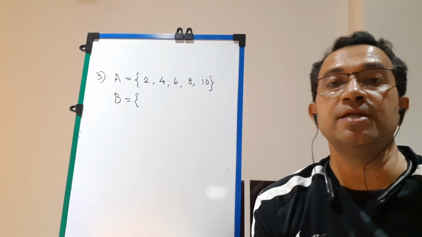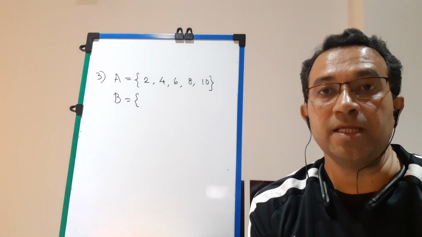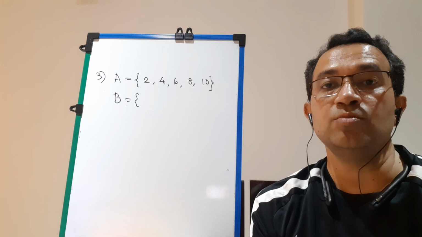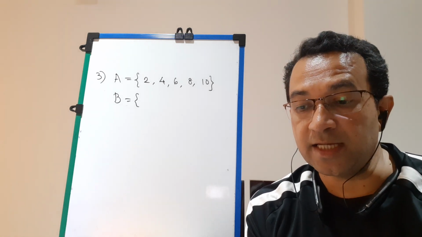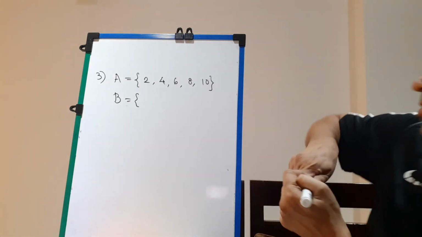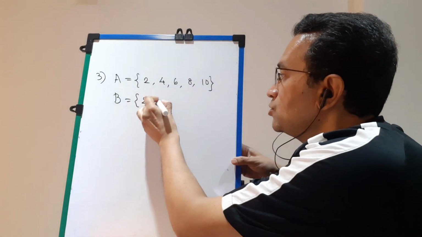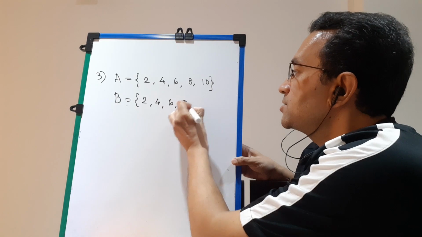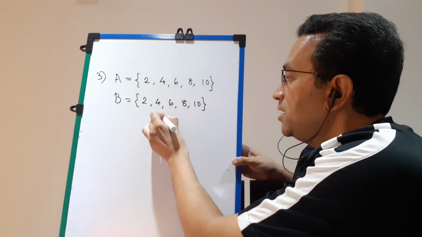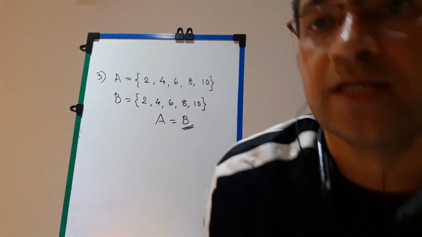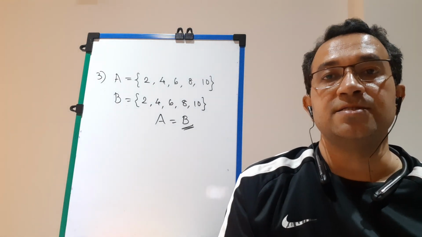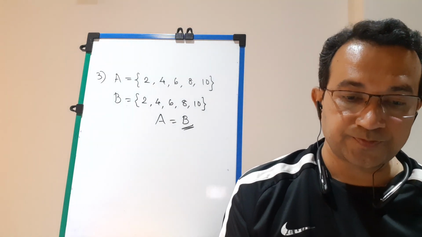Now positive integer starts from 1 and even positive integer starts from 2, 4, 6, 8 and it is less than or equal to 10. So we will have elements 2, 4, 6, 8 and 10. Number of elements and corresponding elements are same, students. So definitely we can say that set A and set B are equal.